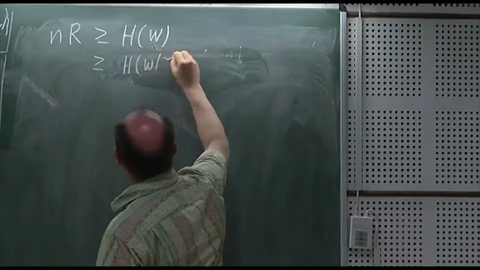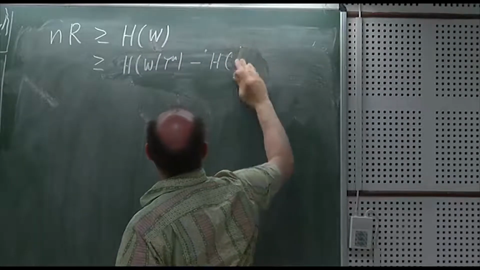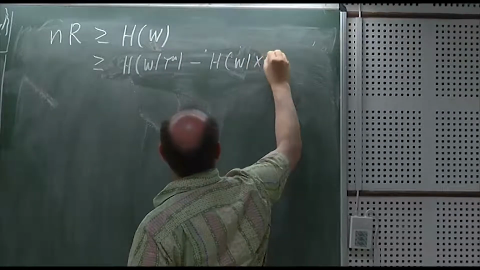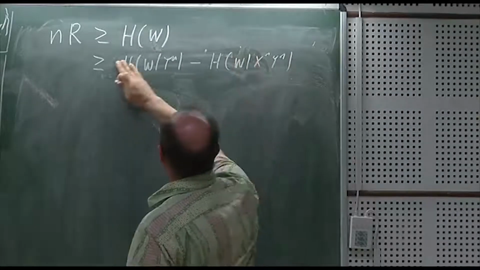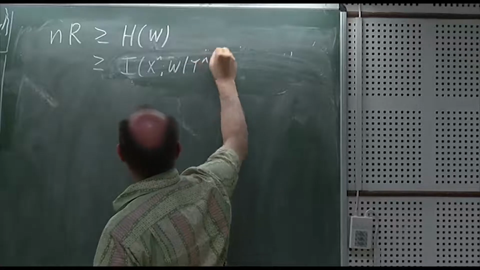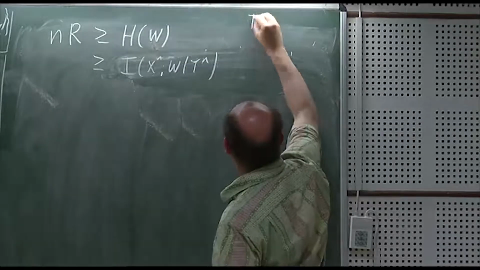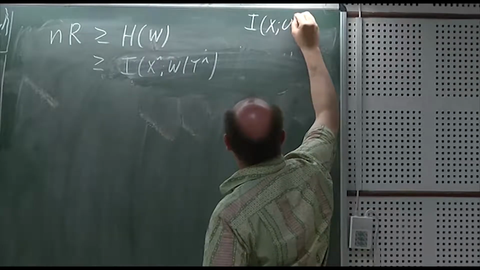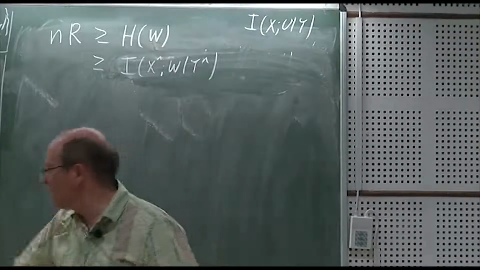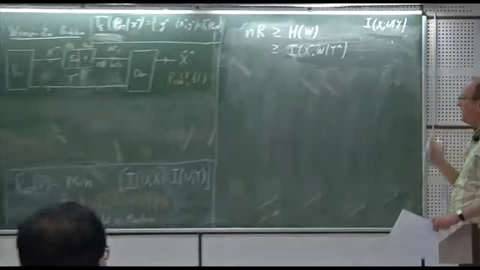Let's do it this way. This is bigger than this, and of course that's bigger than this, because then I'm just making it smaller, and so the whole thing just becomes I of Xn; W given Yn. And you already see it has a similar shape to what we had. Remember, this quantity here had the form I of X; U given Y. This difference is the same as this, so that's what we're trying to mimic in a way.